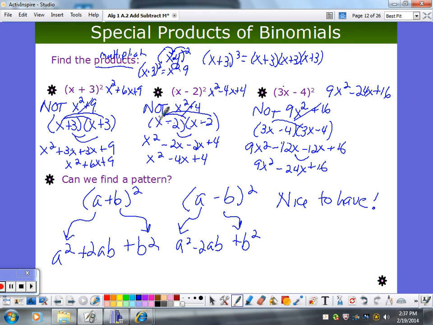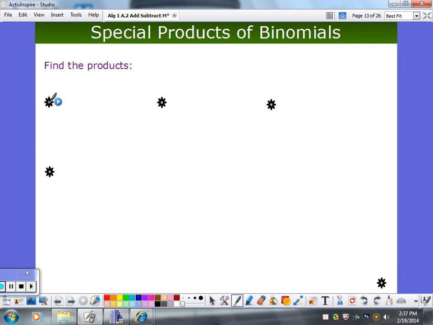Use FOIL, use the multiple distribution, and just multiply it. Now, if you're great with the patterns, this will make it faster. That's all. Now, we got another little pattern here. We call this one the sum and difference pattern. How come? Because look, x plus 2, x minus 2, right? Same thing, except what's different? I have an add and a subtract, a sum and a difference.